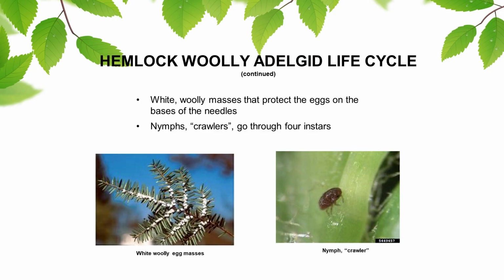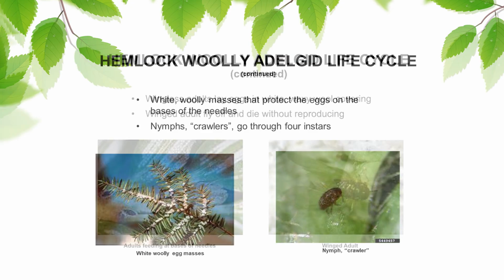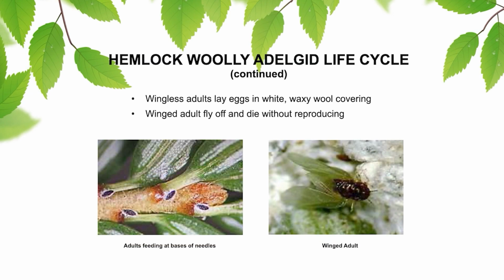Eggs hatch into nymphs, or crawlers. The nymphs go through 4 instars before they become adults. Nymphs insert their piercing mouthparts into the bases of needles and feed on the tree's stored nutrients. They remain at the base of the needle for the rest of their lives. The nymphs develop into adults that continue feeding on the host hemlock tree. The wingless adult adelgids lay eggs in the white, waxy wool that they produce. The spring generation produces both wingless and some winged adults.